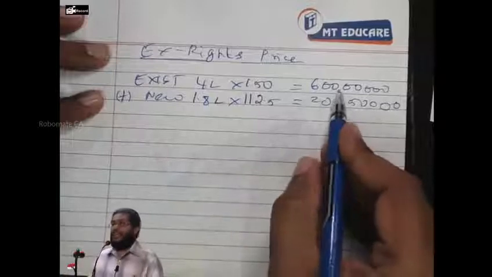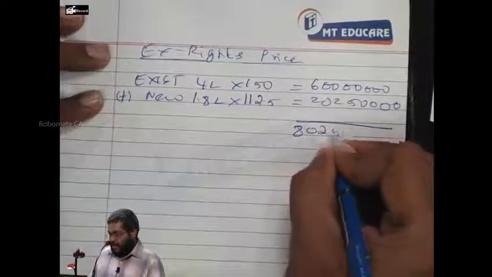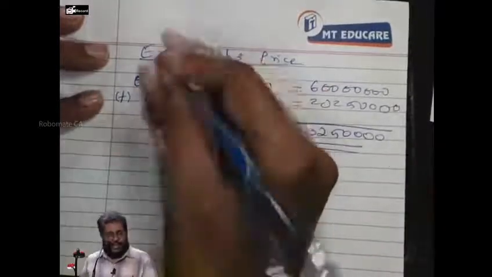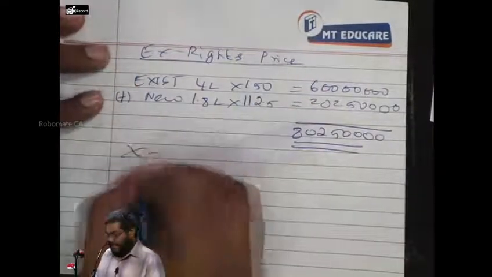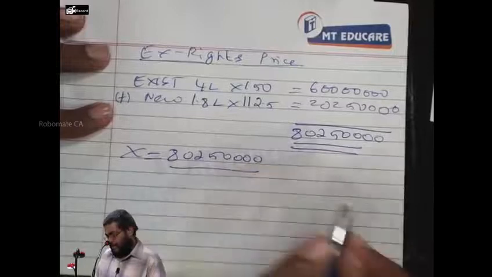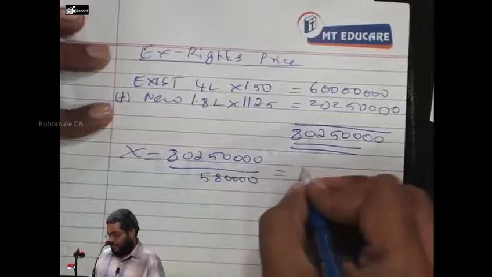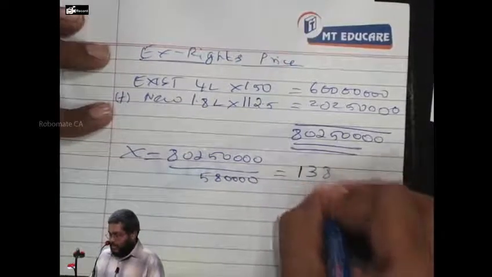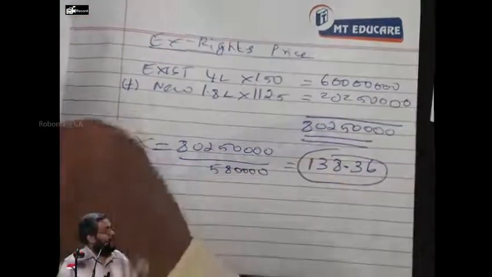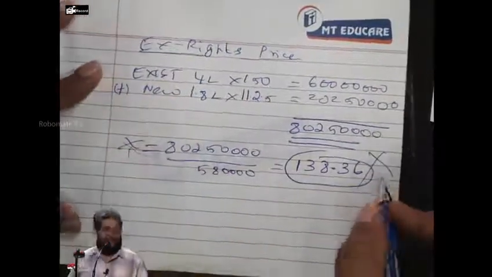Now tell me, my wealth is 6 crores, plus the new. What is the total wealth of the company? 8 crores 2,50,000 is the total wealth, right or not? Now, this total wealth is shared by 4 lakh shares plus 1.8 lakh shares. This is the ex-rights price. How much here? 8 crores 2,50,000 divided by 5,80,000. How much is it going to be? 138.36 is the ex-rights price we normally calculate, right or not? This is wrong.